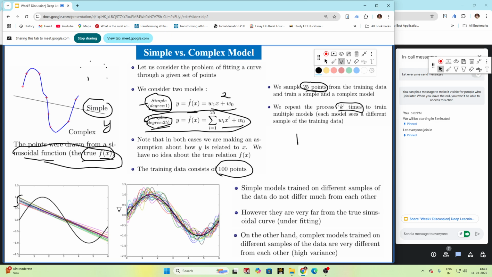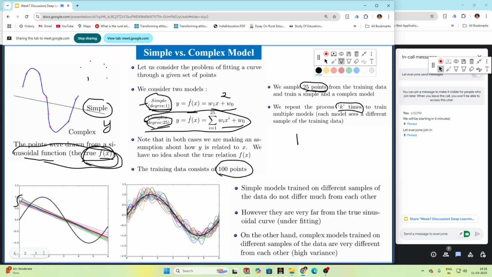So this is what we have learned in the first slide, the comparison of the simpler model and the complex model. The complex model fits well, and it is very close to the true function, this black color line. But in case of the simpler model, it does not fit well, it is very far away from our sinusoidal function, the true function.